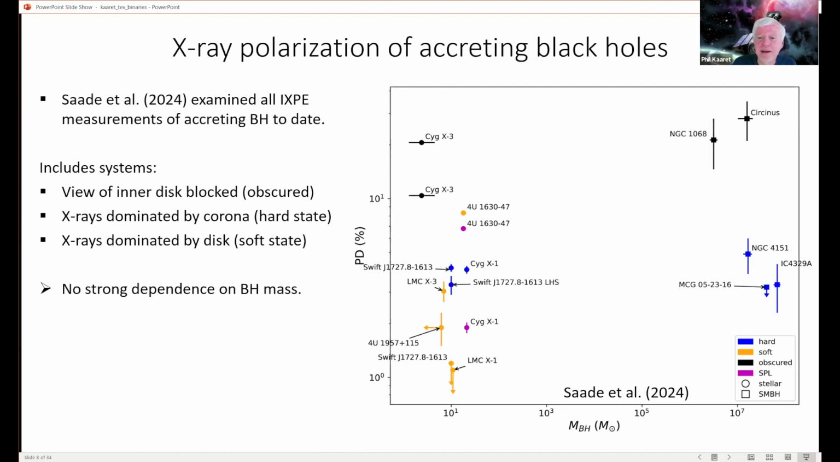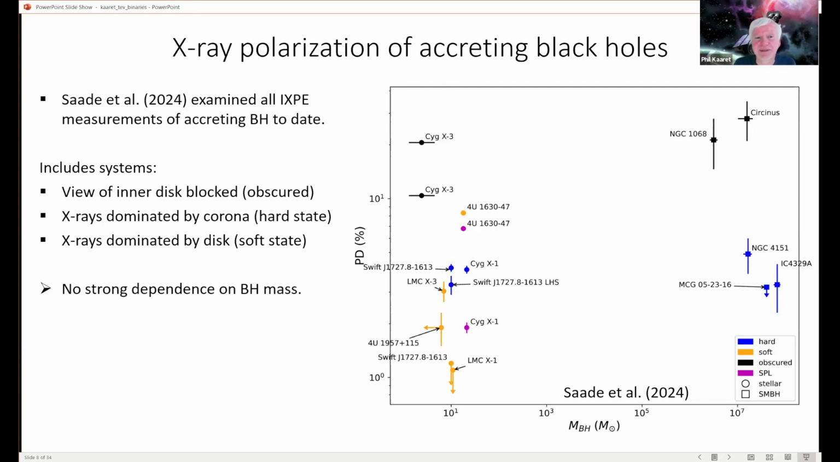And over on the plot, you can see the polarization degree plotted versus the compact object mass. And there's, of course, the cluster at the stellar mass and then the cluster at the supermassive. But you can see we have some sources with high polarizations in both the stellar and supermassive cases. And we have a band of polarization. The blue points identify sources in the hard state, like I showed you on the previous page.